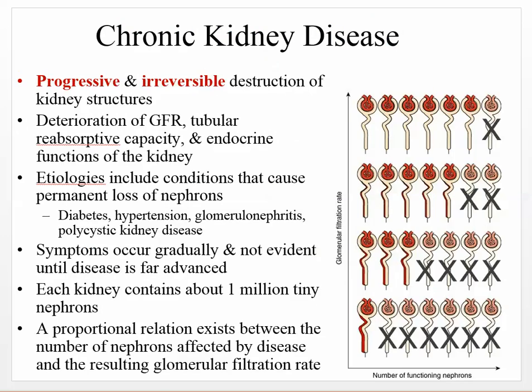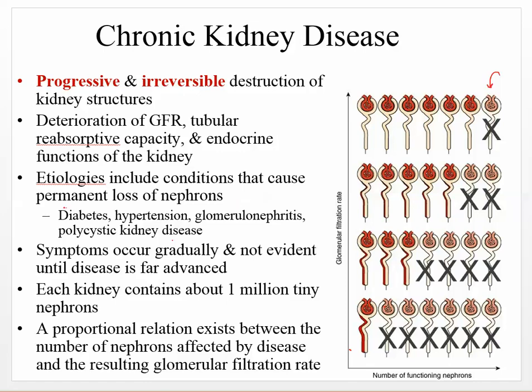Chronic kidney disease is when it continues, it's progressive, it's irreversible, and you have destruction of these kidney structures. You lose nephrons. So nephrons will continue to die, the kidney will continue to atrophy and get smaller, and your GFR is also going to deteriorate, because with only a few nephrons trying to handle all that blood flow, they're not going to be able to move as much fluid through. So that's going to be seen as a continual, progressive reduction of GFR. If you don't have tubules, you're not going to have the reabsorptive capacity, and endocrine functions, all of this stuff can be damaged.